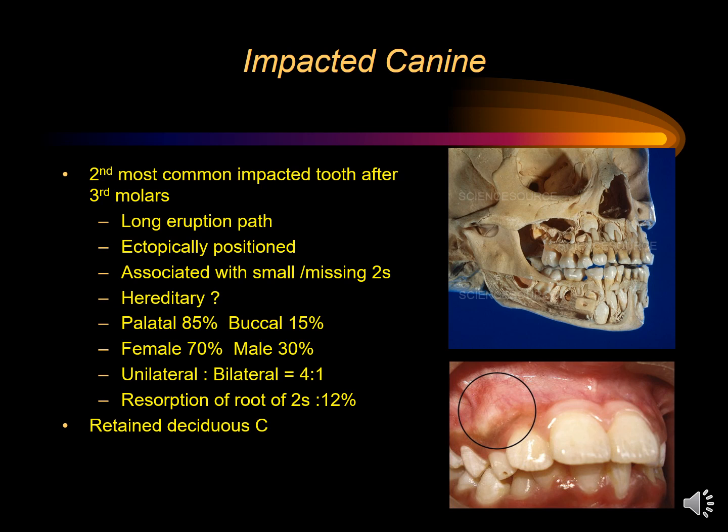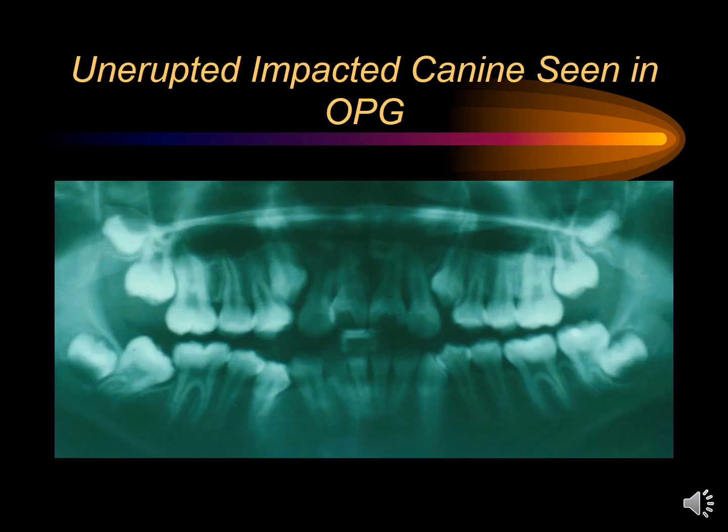And the deciduous C may be retained. Okay, and there is a lack of palpable canine bulge. Findings. Okay, here we can see the unerupted impacted canine seen in the OPG.